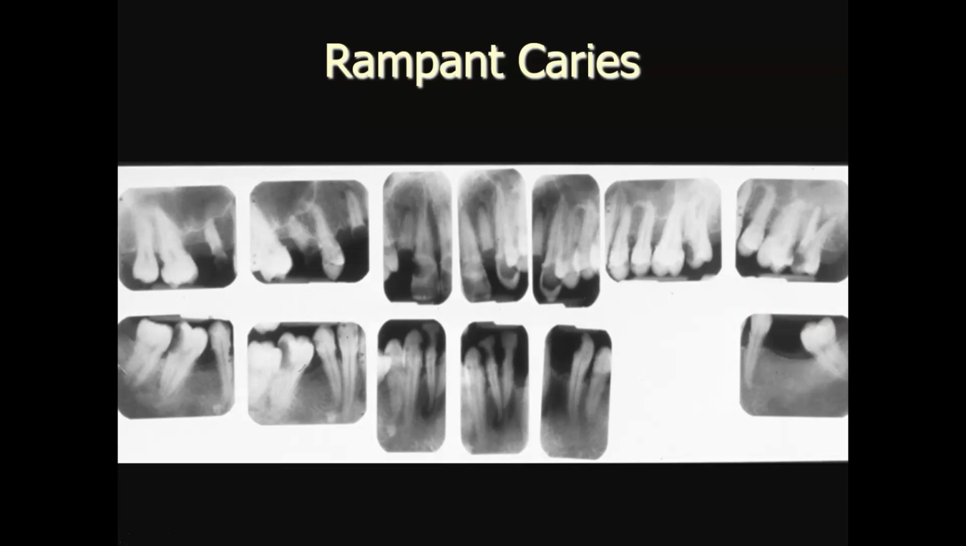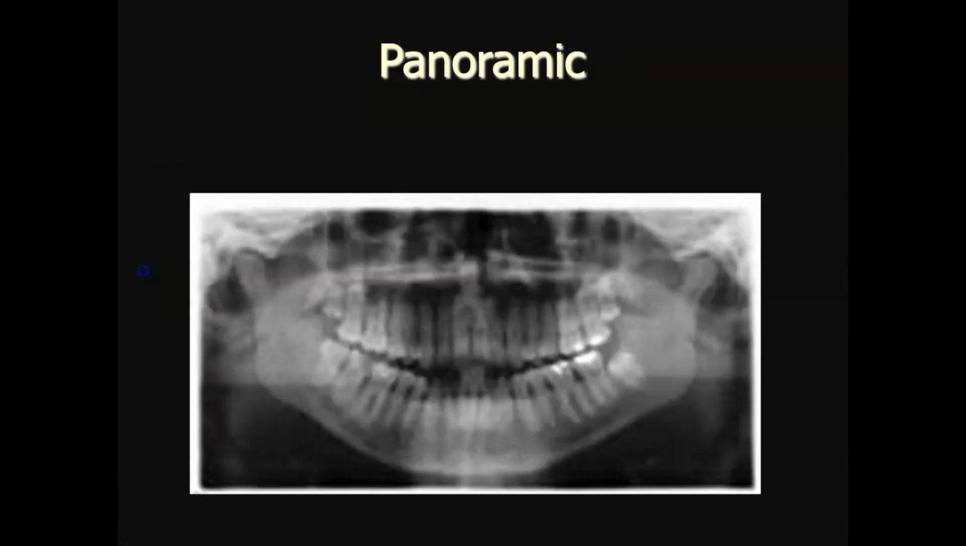So out of every tooth this person has, there's literally one tooth maybe. I think that one's okay. That's rampant caries. This is a panoramic image. It's not super clear. I've got some better examples of these later. But a panoramic just shows you an entire picture of everything.